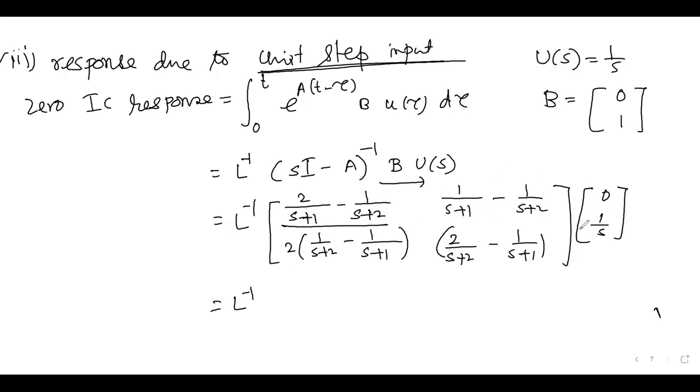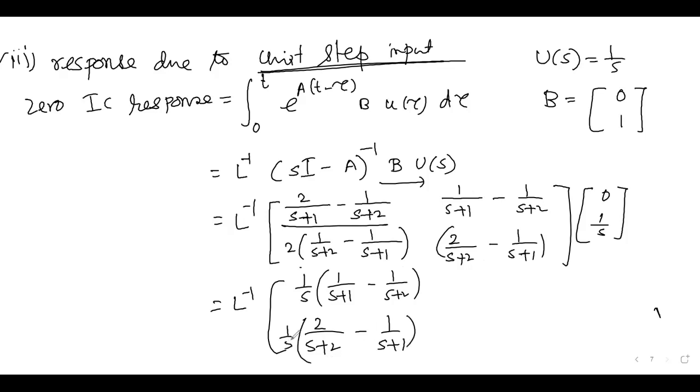So that means this will be 1 by s multiplied by 1 by s plus 1 minus 1 by s plus 2. Again, this plus again this multiplied by 0, it will be 0, and so it will be 2 into s plus 2. 2 into s plus 2 but minus 1 by s plus 1, 2 into s 2 by s plus 2, minus 1 by s plus 1 multiplied by 1 by s. ঠিক আছে?